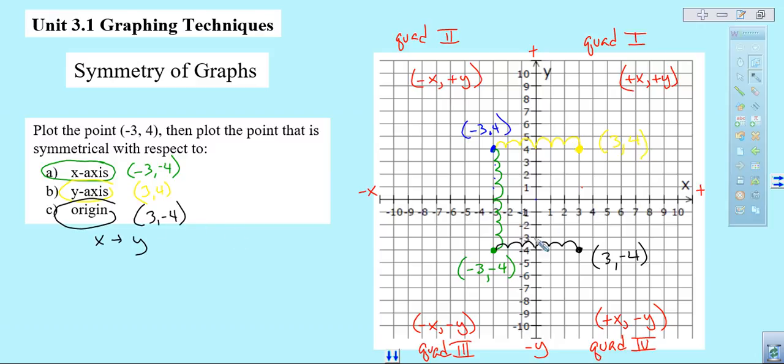So reflections over the x-axis, y-axis, and origin, and being able to identify them just comes into play a little bit later in your coursework.